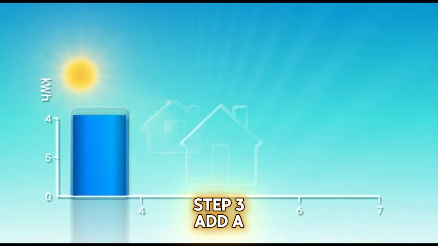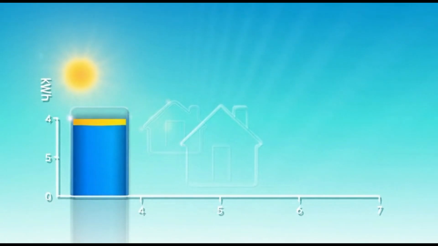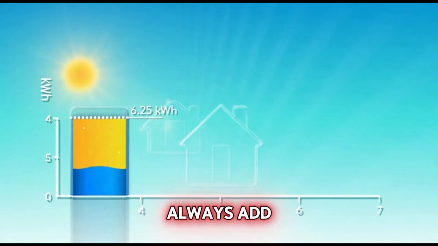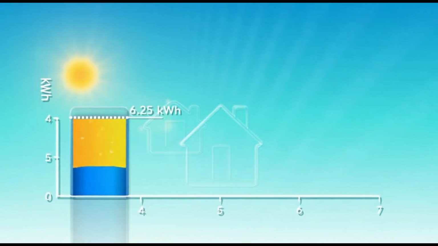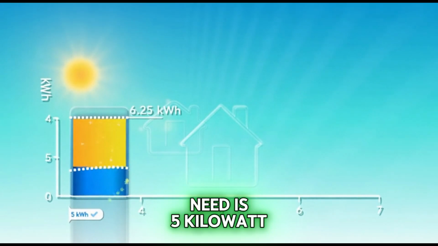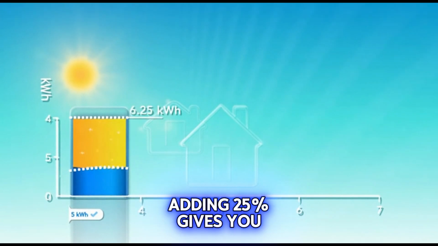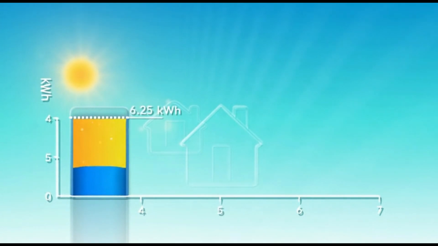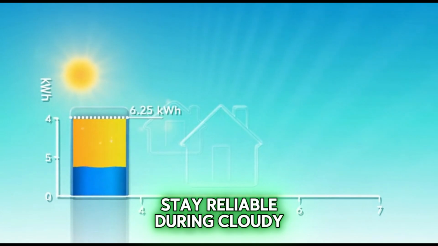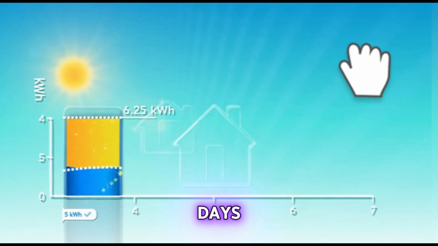Step 3. Add a safety margin. To avoid power shortages, always add a safety margin of 20 to 30%. If your total daily need is 5 kilowatt-hours, adding 25% gives you 6.25 kilowatt-hours. This helps your system stay reliable during cloudy days.